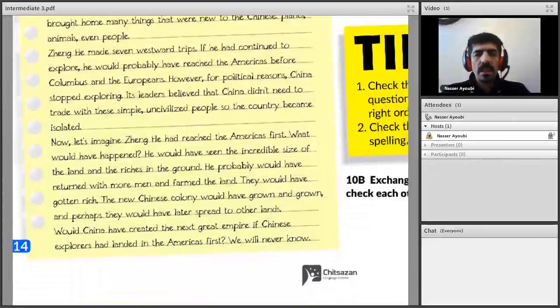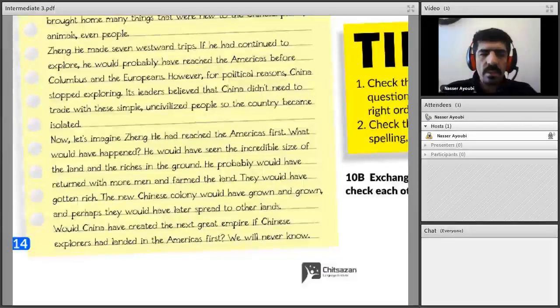Now let's imagine Zheng He had reached the Americas first. What would have happened? He would have seen the incredible size of the land and the riches in the ground. He probably would have returned with more men and farmed the land. They would have gotten rich. The new Chinese colony would have grown and grown, and perhaps they would have later spread to other lands. Would China have created the next great empire if Chinese explorers had landed in the Americas first?